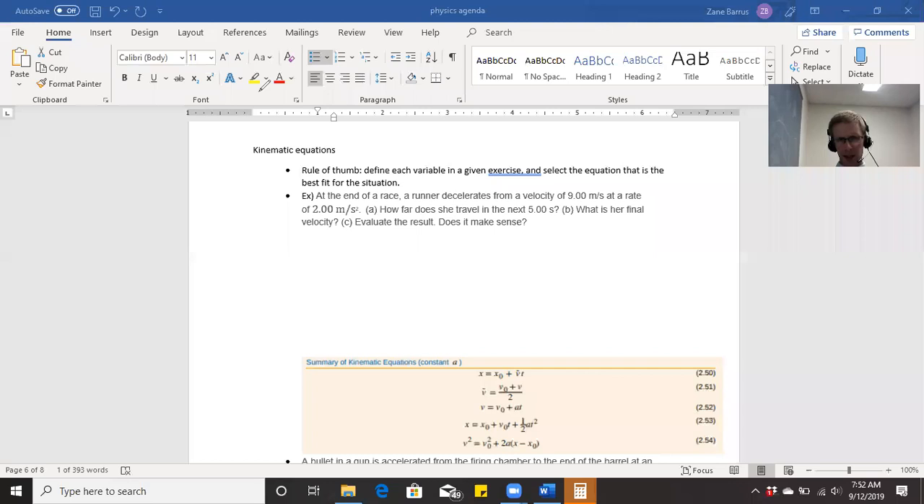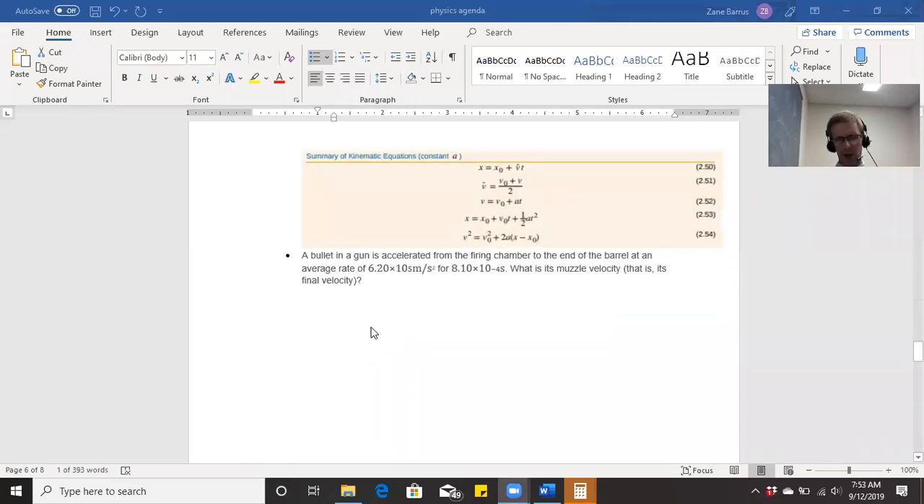Now, I put another example down here. For the sake of time, you can do this on your own if you'd like. We actually started to do this example in class when we were having technical difficulties. So go ahead and try this one on your own. A bullet in a gun is accelerated from the firing chamber to the end of a barrel at an average rate of 6.20 times 10 to the 5th meters per second squared. Right then and there, a little typo: this should be times 10 to the 5th. For 8.10 times 10 to the negative 4th seconds, let's make that an exponent as well. What is its muzzle velocity? That is its final velocity. So it's up to you. You need to go through the list of equations and identify the one that's going to get you to where you need to go.